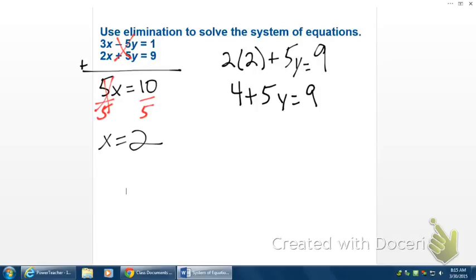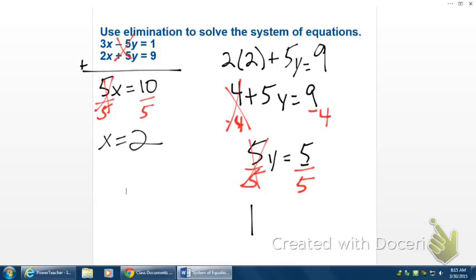What would I do next? -4 from both sides, absolutely. Okay, don't get confused. Don't try to divide, multiply. Don't do all that. You have to leave that y on that side by itself. Okay, so that's going to give me 5y equals 5, and we divide both sides by 5. And we get 1, or uno.